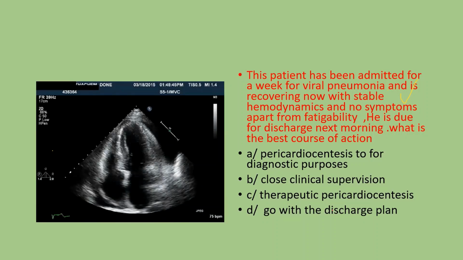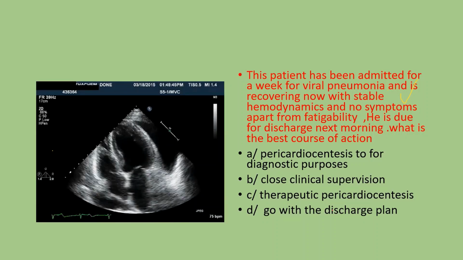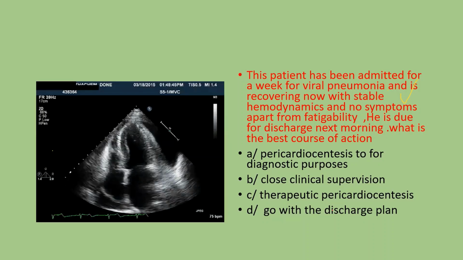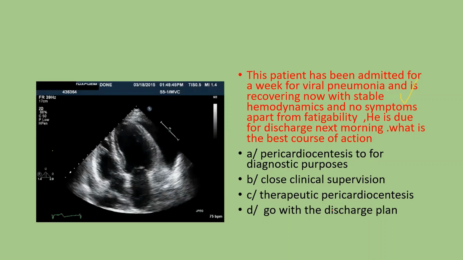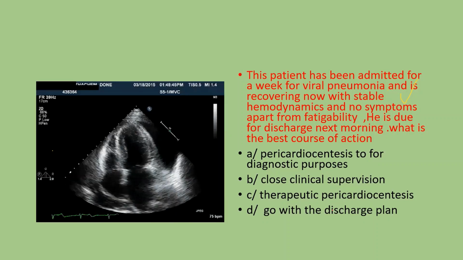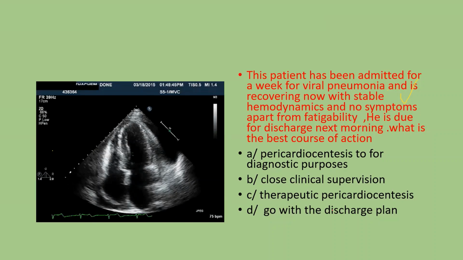Clinical supervision, exactly. Because you have a large effusion, but the patient is stable, so you can be vigilant, keep an eye, and see. But by the way, going proactive isn't wrong at all, and I don't consider C as a wrong answer.